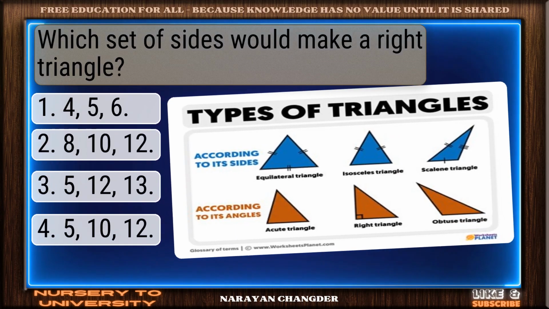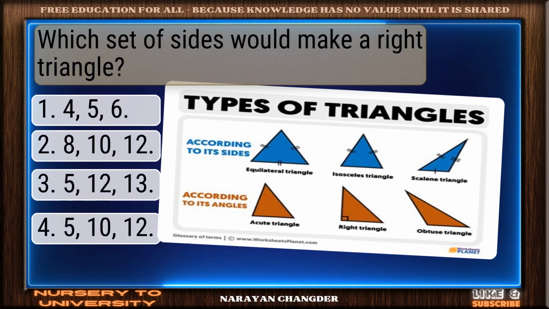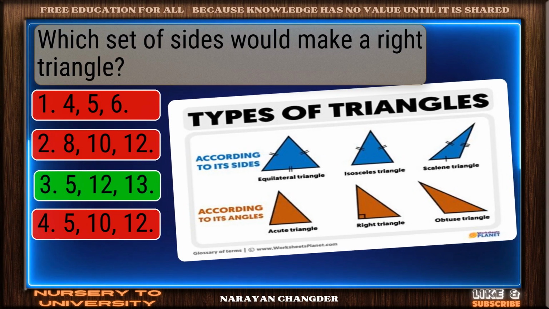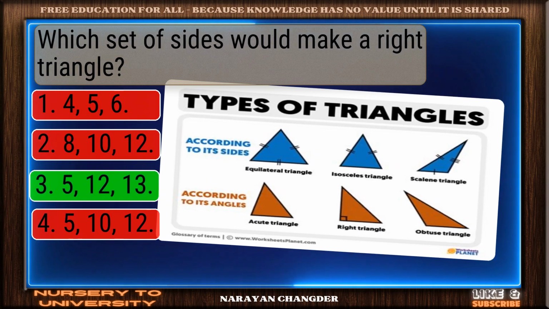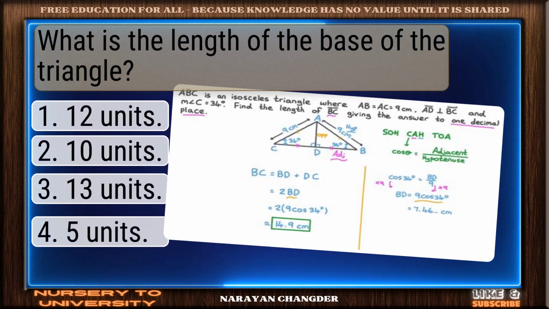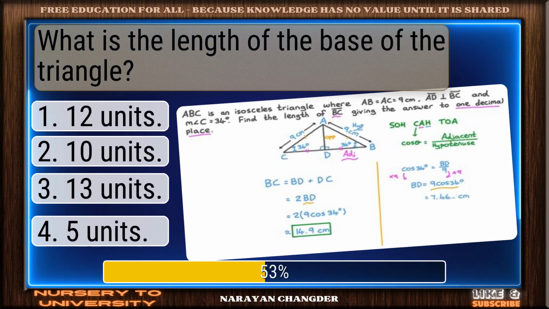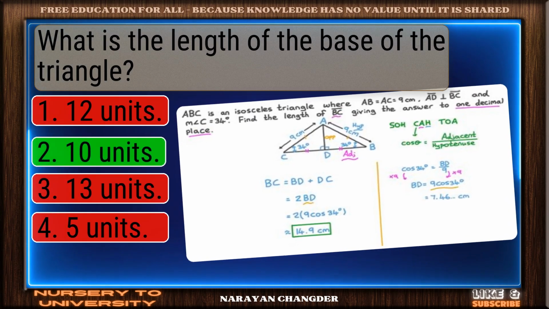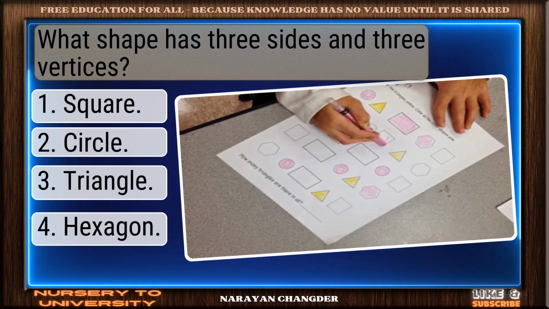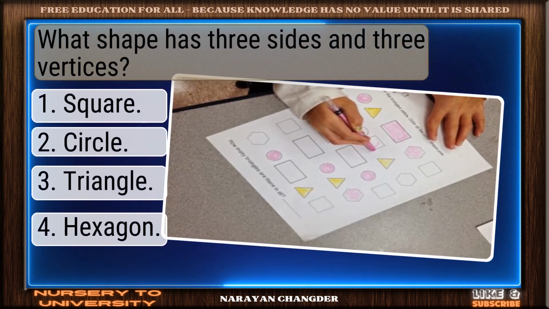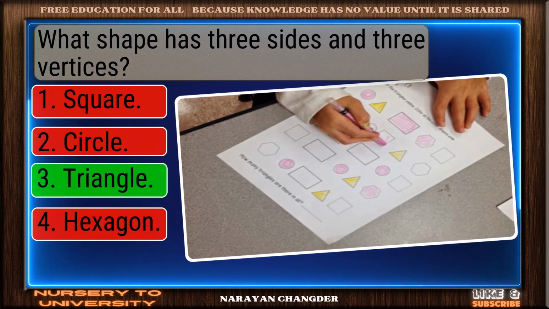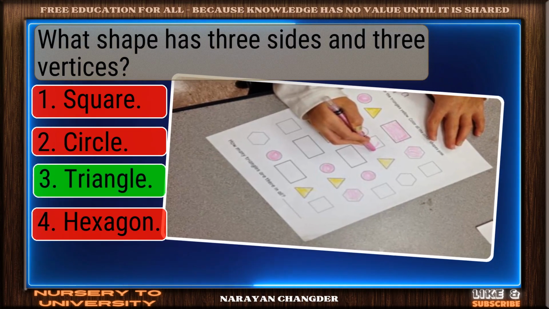Question number 147. Which set of sides would make a right triangle? Great job. 5, 12, 13 is the accurate answer. Question number 148. What is the length of the base of the triangle? Excellent. 10 units is a brilliant choice. Question number 149. What shape has 3 sides and 3 vertices? On track. Triangle is the correct answer.